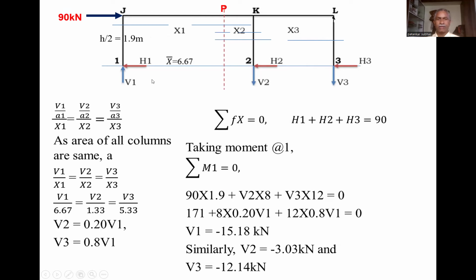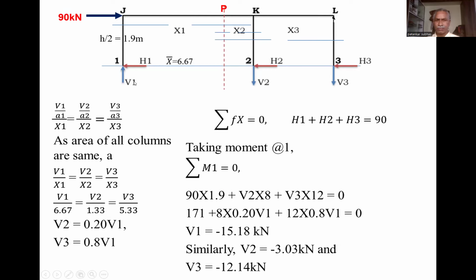As per the first assumption, the point of contraflexure always lies at the center of the column and the center of the beam. That's why we have considered section 1-1. These are node 1, node 2 and node 3, where we have considered exactly the center, or point of contraflexure. So h by 2 is equal to 3.8 divided by 2, that is 1.9 meter. Here this is the assumed direction.